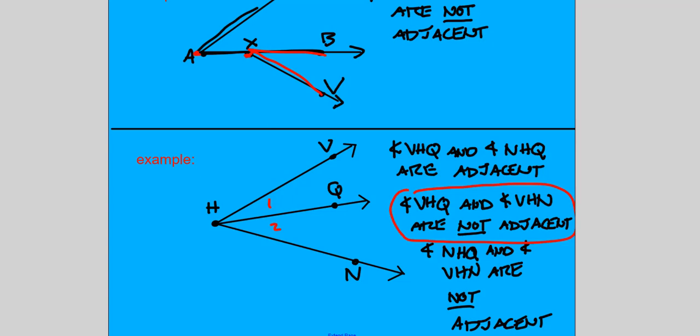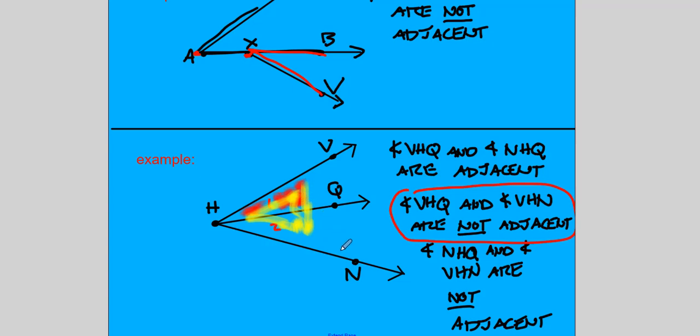Because here's the area inside VHQ, the interior area. Okay, doing that in red. Okay, NHQ I'm going to do in yellow, or VHN. So here's VHQ. VHN is here. Notice how the yellow and the red overlap there. So those are overlapping angles, so they're not adjacent.